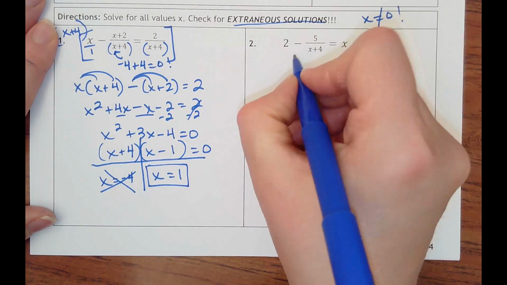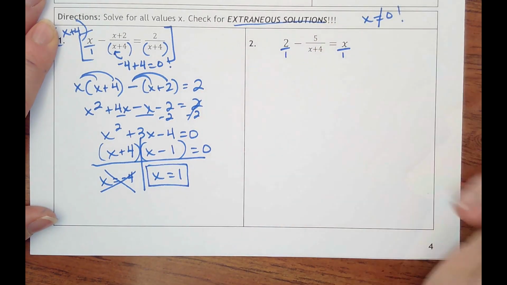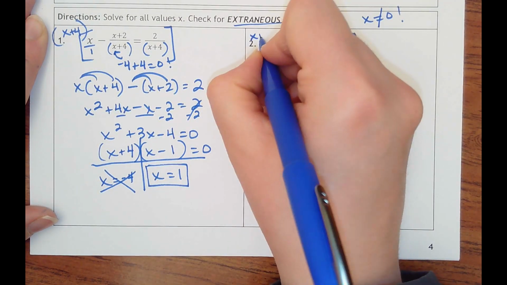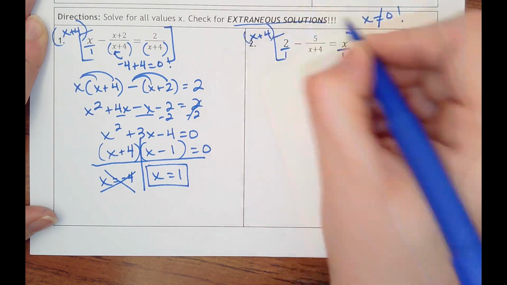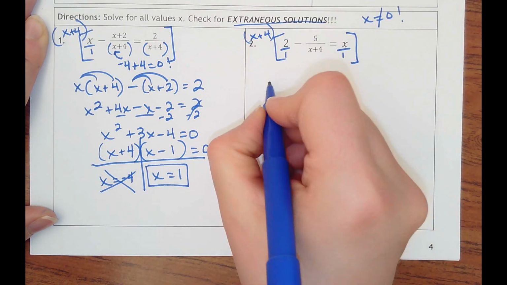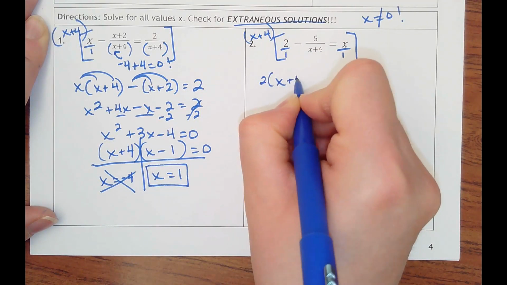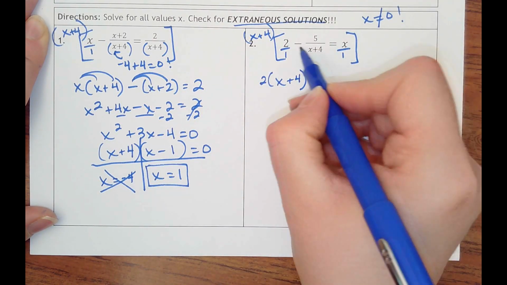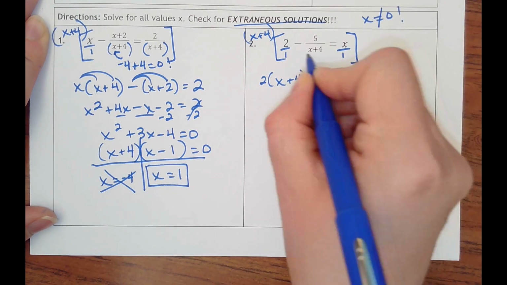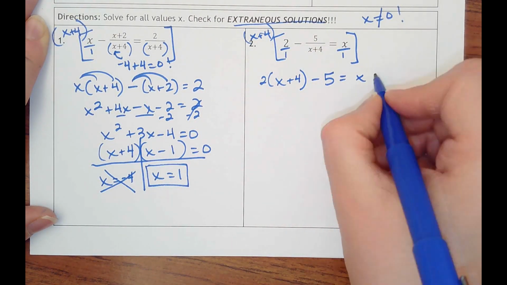All right, and number 2, we got 2 parts that have no denominator. So put over 1. It's easy to get our least common multiple here. It's just x plus 4. So nothing's going to cross cancel. I'll have my 2 times x plus 4. Minus my x plus 4s will cross cancel, so I'm left with the numerator 5. And then again, nothing cancels, so it'd be x times x plus 4.